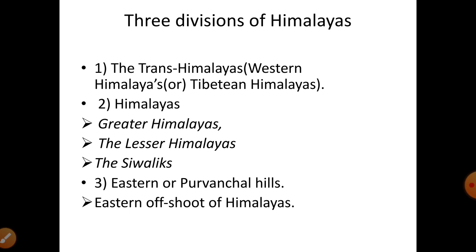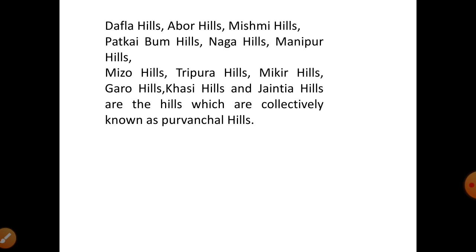This region is subjected to extensive erosion due to heavy rainfall, deforestation and urbanization. And the Sivaliks, also called the Outer Himalayas, are partly made by the debris brought by the Himalayan rivers. It is the most discontinuous range. So next is the Purvanchal Hills. Many hills are combined together. The hills denoted in this slide, all combined together, are called the Purvanchal Hills.